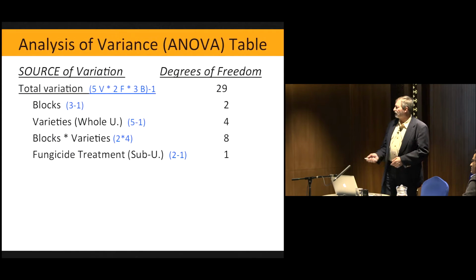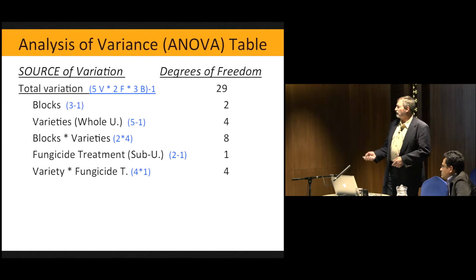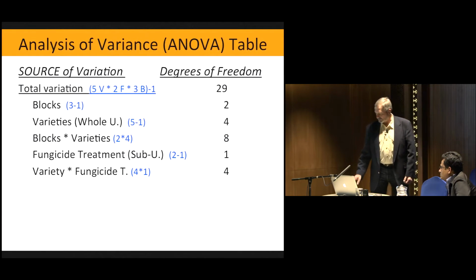The subunit is the fungicide treatment. There are 2 fungicide treatments in 2013, and 2 minus 1 is only 1 degree of freedom for that comparison. Variety by fungicide: there are 4 degrees of freedom for variety and 1 degree of freedom for fungicide treatment, so 4 total degrees of freedom.